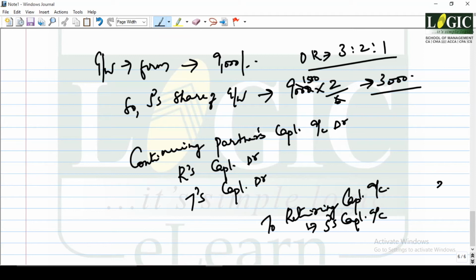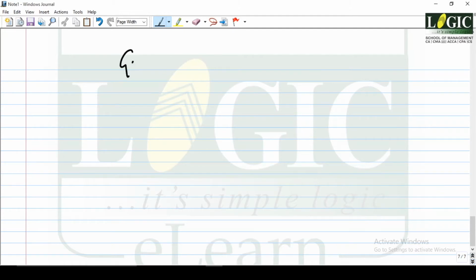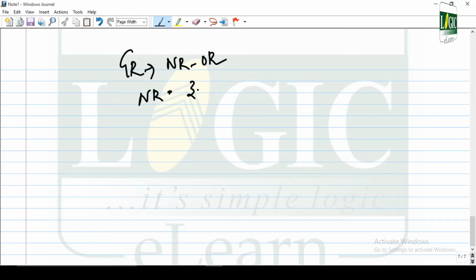The amount to be given to S is 3000. How should it be given by R and T? R and T will have to give it in the gaining ratio. Now how will you trace out the gaining ratio? Gaining ratio is nothing other than new ratio minus old ratio. What is the new ratio? Nothing else is mentioned, so we will have to hypothesize that it is 3:1.